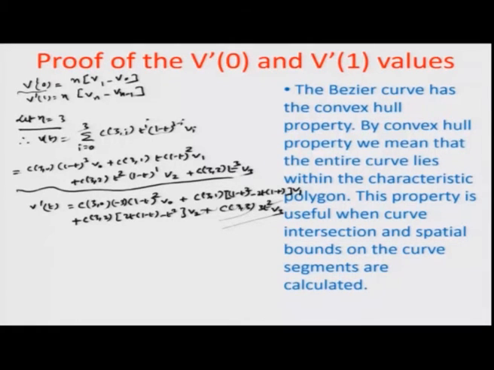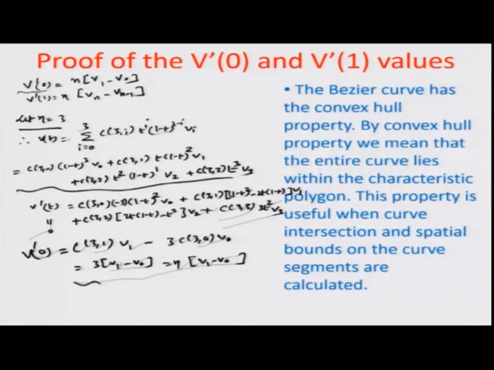So, if you put a value of t equal to 0 here, for example, I would be left with v dash 0 equal to c 3 1 v 1 minus 3 c 3 0 v 0, and that will further boil down to 3 times v 1 minus v 0, which is actually equal to n times v 1 minus v 0. So, that is how you can look at v dash 0.